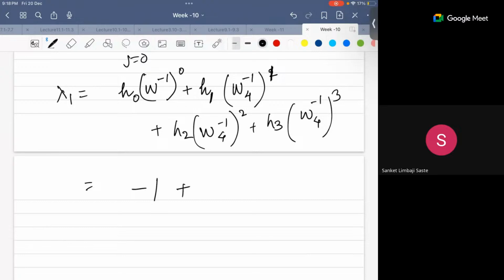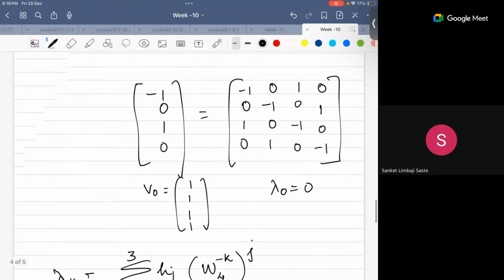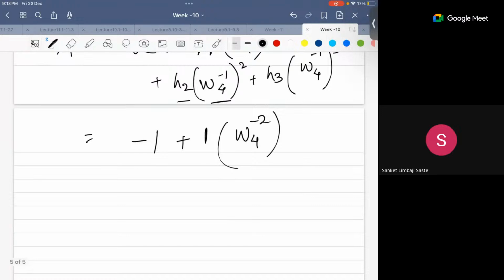h1 is 0, and h3 is also 0. So h2 is what? h2 is 1, times omega to the power 2 for k equals 1. Omega to the power minus 2... so this is what? This is minus 1, I guess.